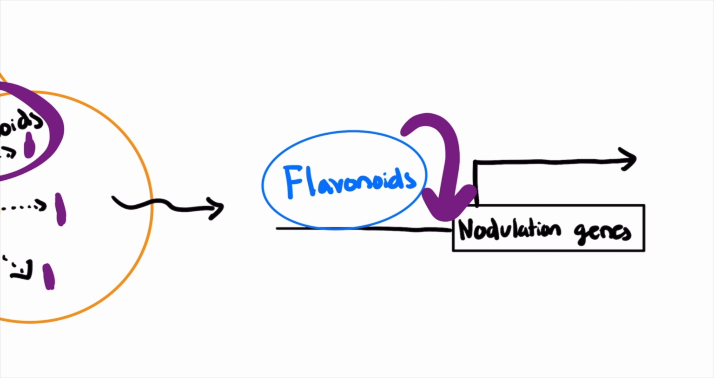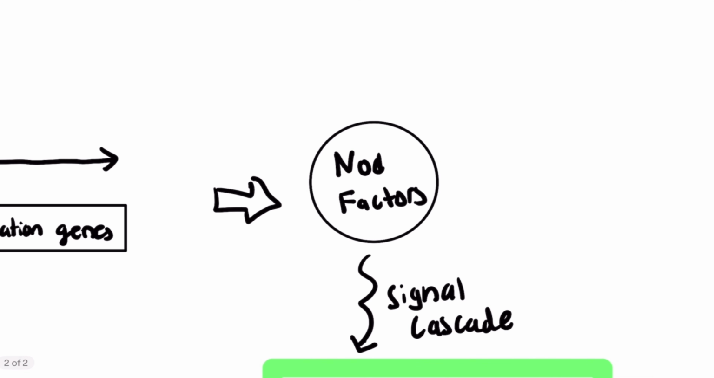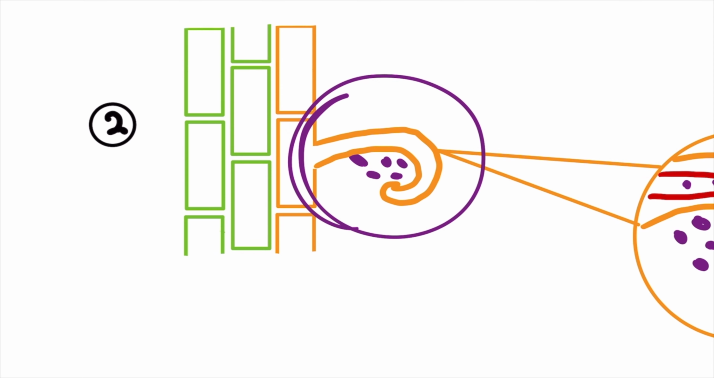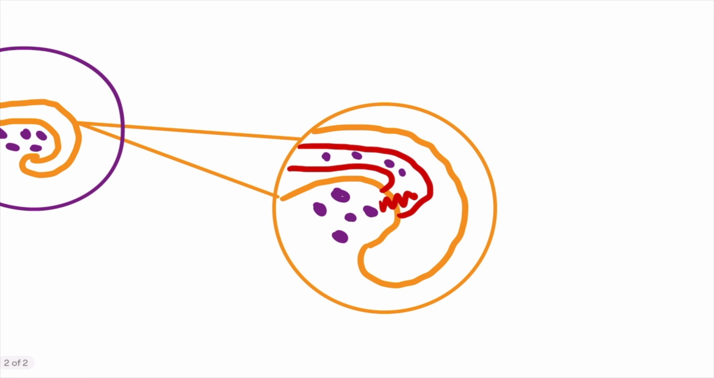When flavonoids bind to nodulation genes in rhizobia, they then produce nod factors. Nod factors are signaling molecules that initiate a signaling cascade to initiate changes in root development. More specifically, nod factors deform the root structure into curling, which allows rhizobia to 1. locate and proliferate in a confined area, and 2. help degrade the surrounding plant cell walls to form an infection thread.